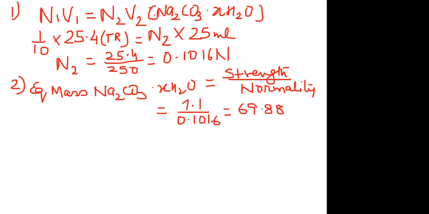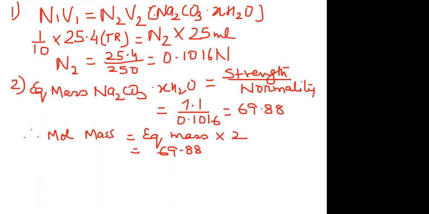Therefore, the molecular mass of sodium carbonate will equal equivalent mass into that factor n, that is into 2. So this is equal to 69.88 into 2, that is equal to 139.76. Now this is the molecular mass that we have calculated.